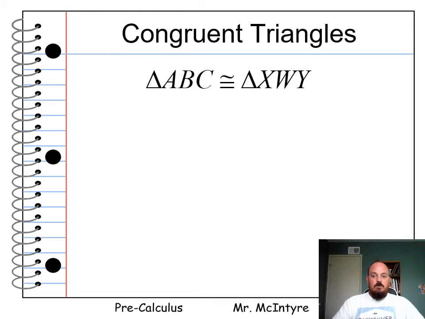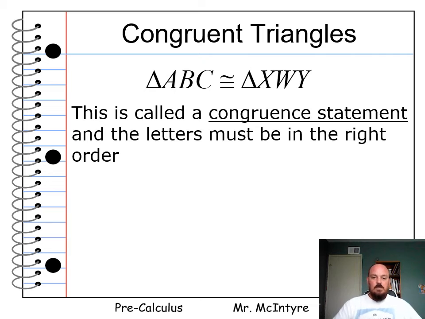This, what you're seeing right now, is called a congruent statement. Congruence comes from the word congruent, and a statement is like a math equation. So basically a congruent statement is a statement that says 2 things are congruent. And that's what this is. It says triangle, the little triangle symbol means triangle, very simple. Triangle ABC is congruent to triangle XWY. And I just made those letters up. But if you notice in the notes there, I said the letters must be in the right order.